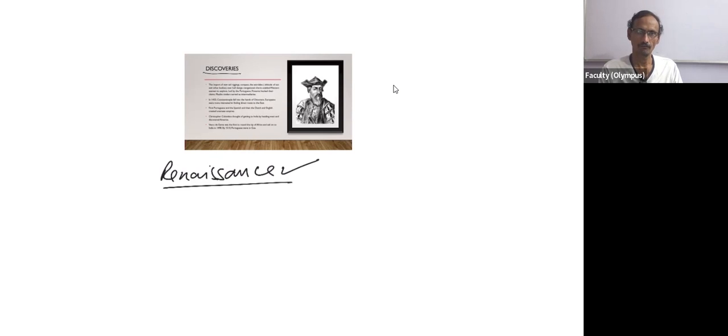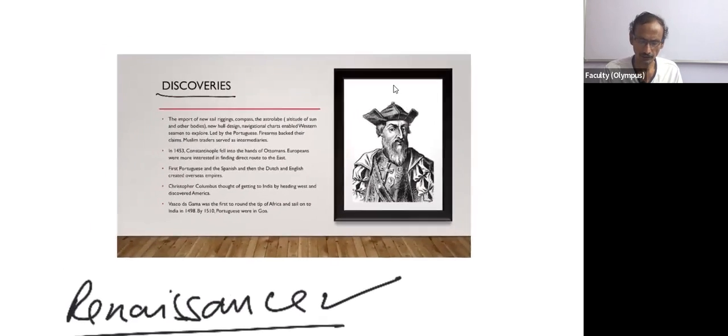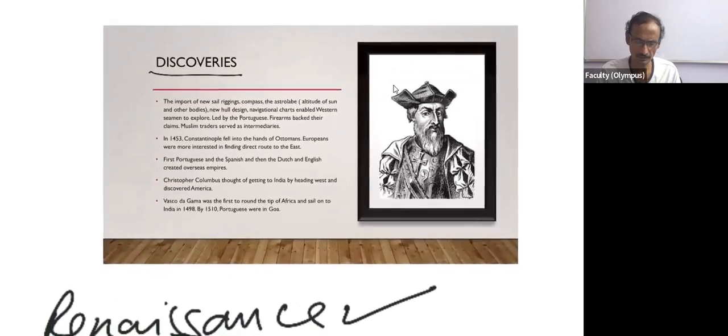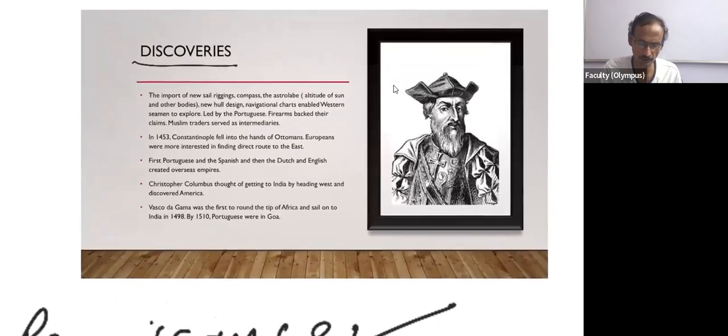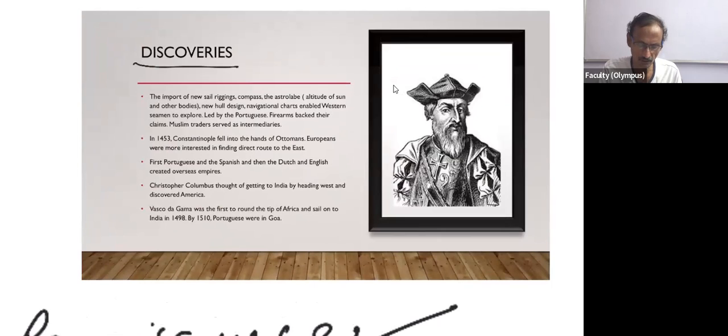And why did they want to find new routes in the first place? Because there were some problems. For example, in 1453, the city of Constantinople fell into the hands of the Ottomans, and they were creating some problems. And Europeans were more interested in finding a direct route to the east.